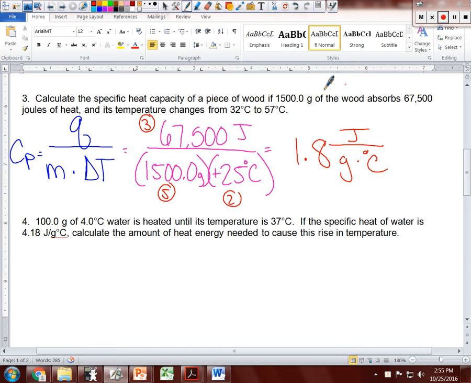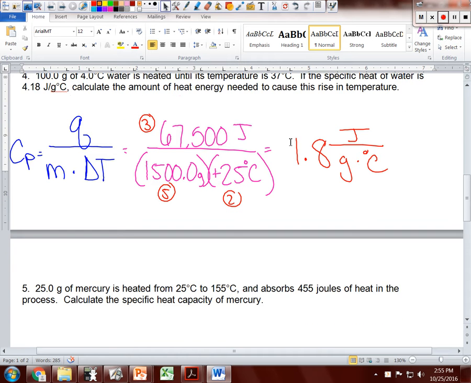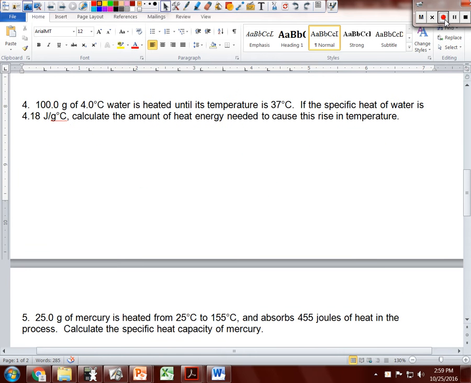See if you can do number 4, and we'll work it out. Okay, so the last one. 100 grams of 4 degrees Celsius water is heated until it's 37 degrees Celsius. If the specific heat of water is, and again, I know this kind of looks weird, but that is the number. It's not a typo. Calculate the amount of heat energy needed to cause this rise in temperature.